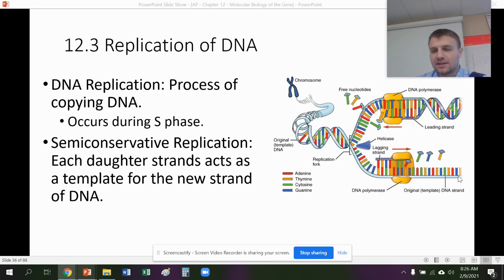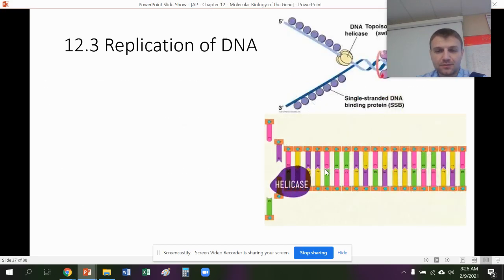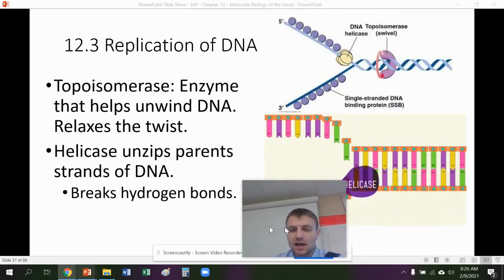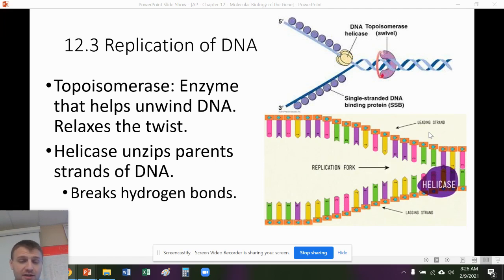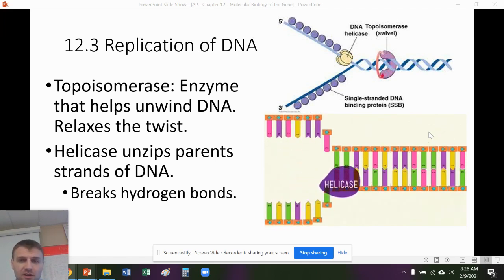And again, that means one side of each of the double-stranded DNAs is going to be used as a template for the new DNA. There are a bunch of different enzymes that we have to learn about in this chapter. Again, I think it's really cool. This is one of the chapters that really shows you the difference between AP and regular bio. In AP, you're going to learn a lot more enzymes. In regular bio, we only learn one or two enzymes, which is great. Again, you're just getting a taste of what this is, but in AP, you have to learn a lot more.